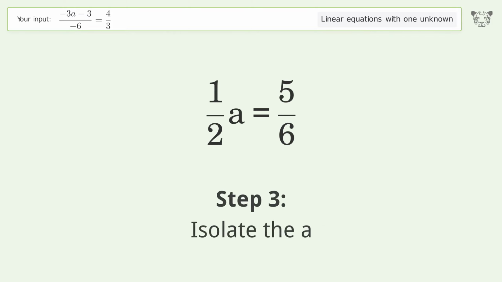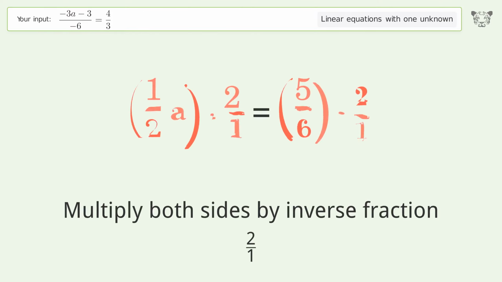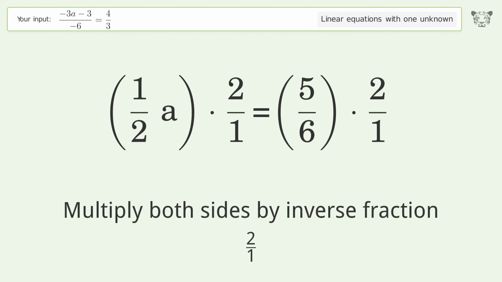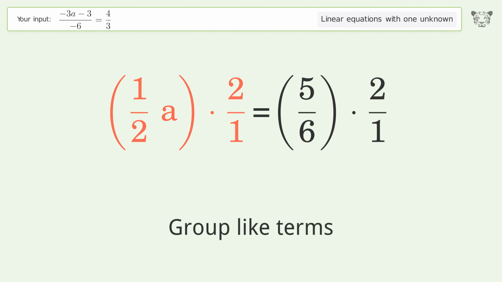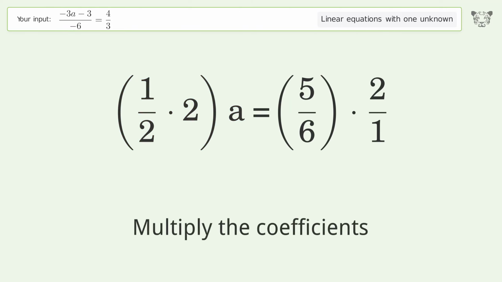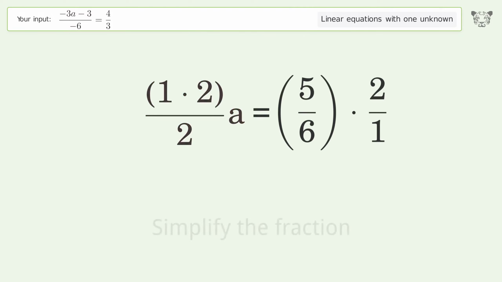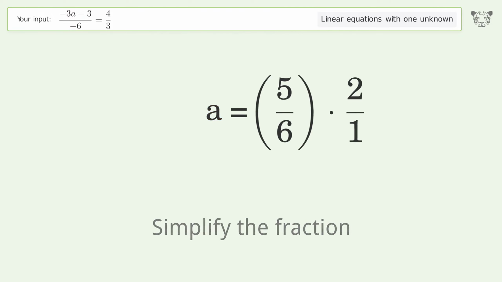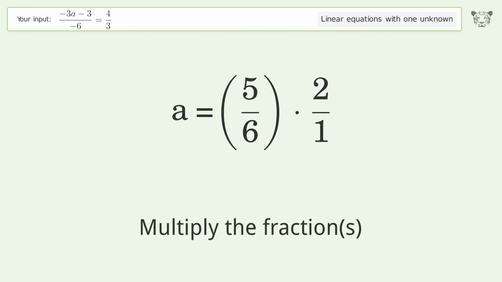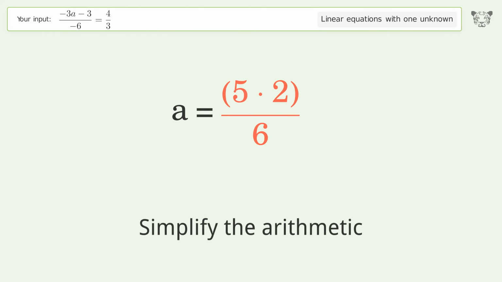Isolate the a. Multiply both sides by inverse fraction 2/1. Group like terms. Multiply the coefficients. Simplify the fraction. Multiply the fractions. Simplify the arithmetic.